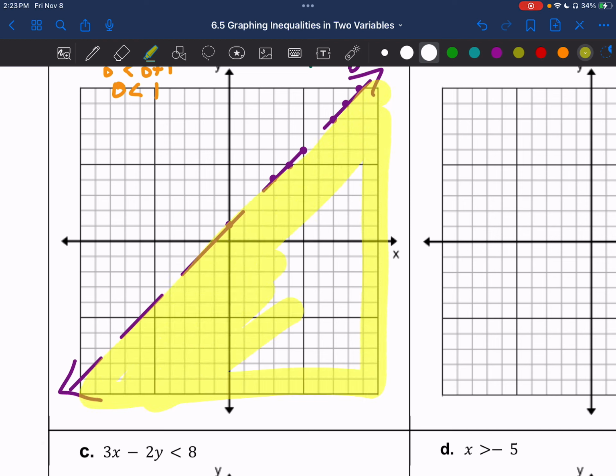Okay? Now, what does it mean? Why is the line dashed? Because points on the line are not solutions to this inequality. A point on the line is not in this inequality.